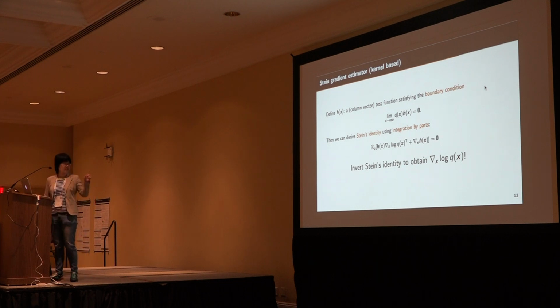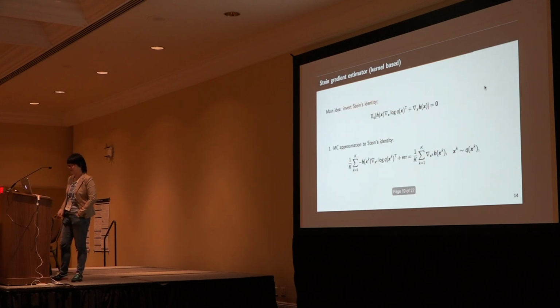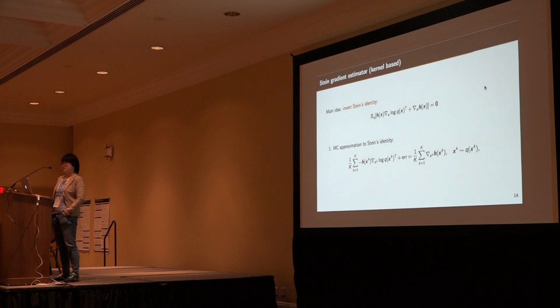And you see that in this Stein's identity, you have the test function h, which we assume we can evaluate, and then you have this score function. So our idea here is super simple. We think if we can invert this Stein's identity, then we can basically obtain an approximation to the score function. So let me just quickly show you how we do it. Remember, the idea is to invert Stein's identity.